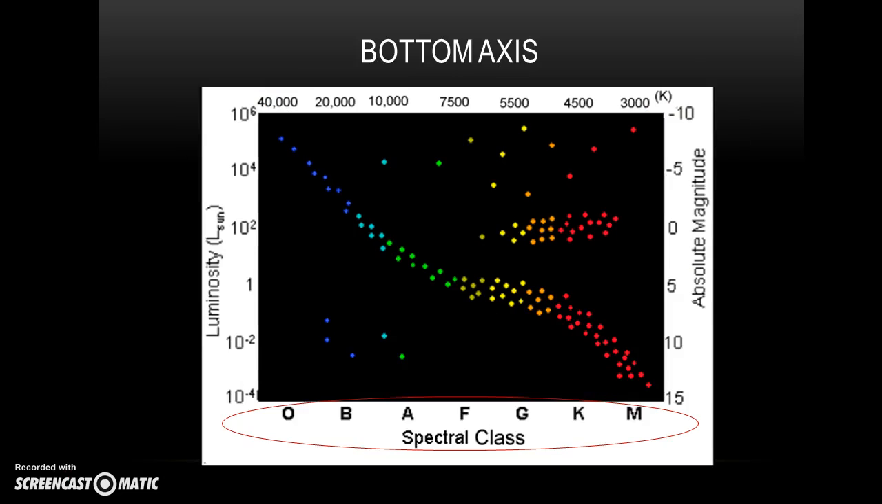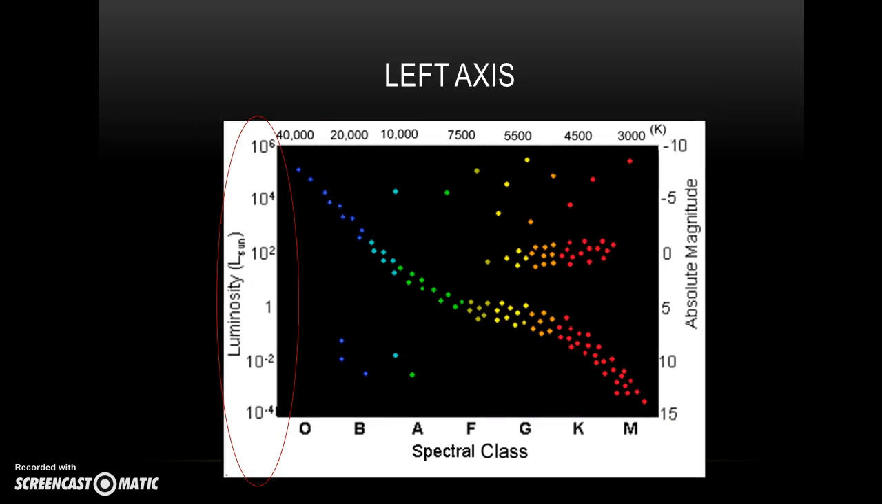Across the bottom is where you'll find the spectral classes, and this looks at the spectral lines and bands of the star. Each one of these is broken down further using numbers. So for example, our star, which is right about here, is classified as a G2 star. These numbers range from 1 to 9.